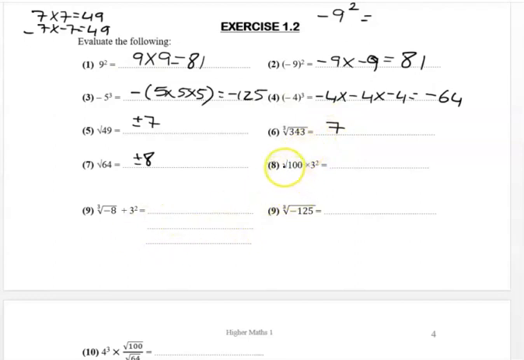Now here, we're doing the square root of 100 times 3 squared. Now the square root of 100, when we're doing an equation, we will take just the positive value. So the square root of 100 is going to be 10, and we're going to multiply it by 9. Our solution is 90. Now the cube root of minus 125. Now the cube root of a negative number will always give me a negative answer. So our solution is going to be minus 5.